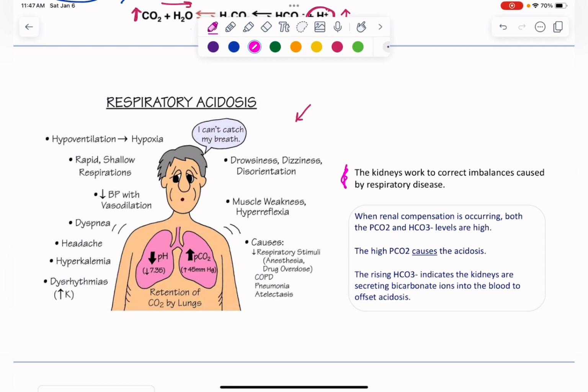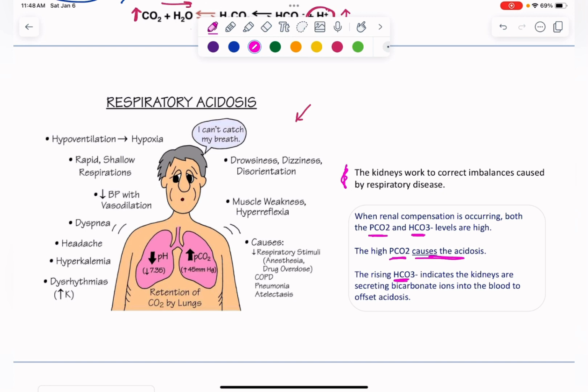We haven't talked about the kidneys' role yet, but the kidneys are going to work to correct this imbalance caused by the respiratory disease. And so when the kidneys kick in, you're going to see high levels of CO2 in the body, and this is because of the hypoventilation, but you're also going to see high levels of bicarbonate. It's the high levels of carbon dioxide that cause the acidosis, but the elevated levels of bicarbonate are the kidney's response to offset this acidosis.